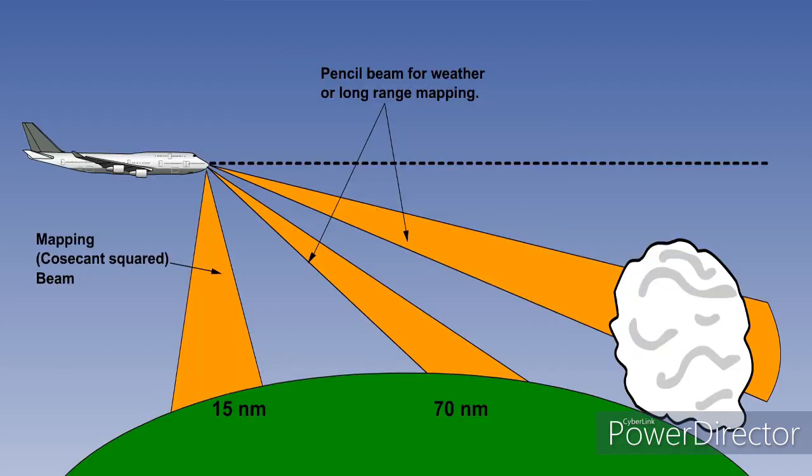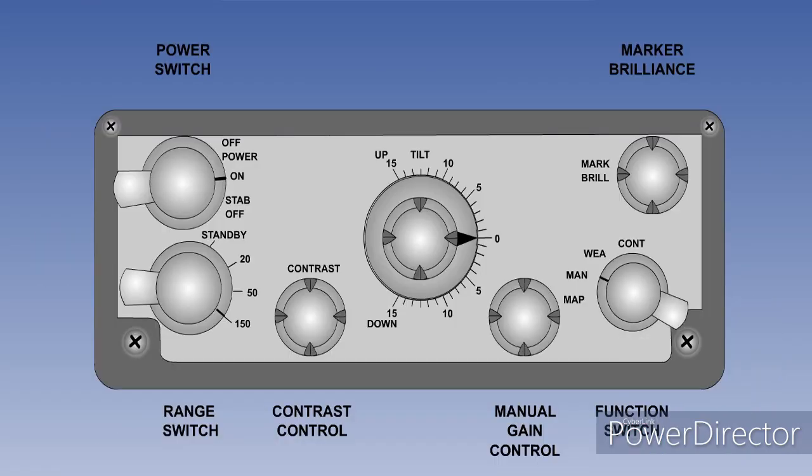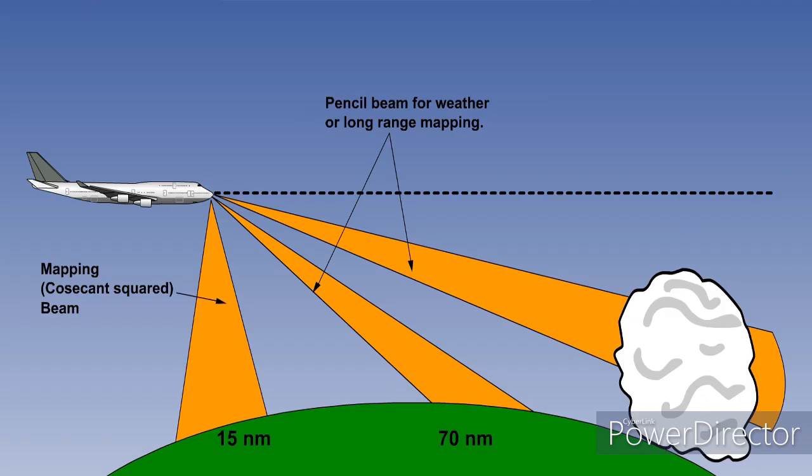The minimum and maximum mapping range depends upon the aircraft's height and the type of terrain, but minimum range is about 15 nautical miles and maximum about 70. Beyond the maximum range of the fan beam, the pencil beam is used by selecting the manual setting. In the manual setting, the pencil beam is selected for cloud detection and terrain mapping beyond 70 nautical miles.